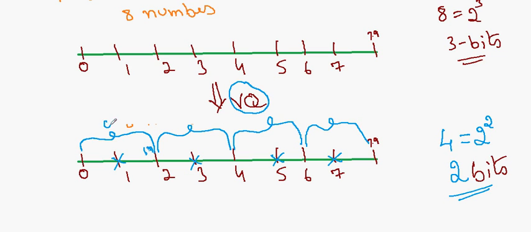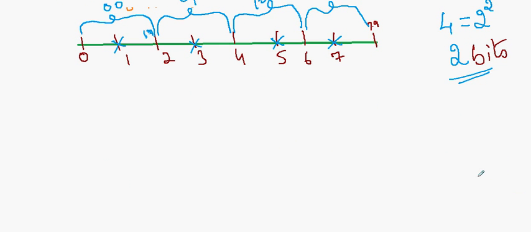That's 00, 01, 10, 11. Here we had something like 000, 001, 010, and so on till 111. You may be wondering, what did we achieve by using vector quantization here, by representing 0 and 1 by 1, or 2 and 3 by 3?